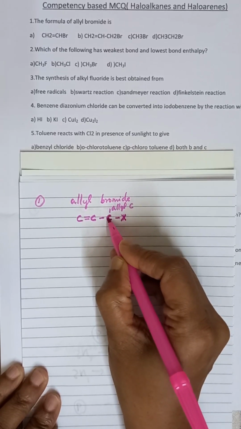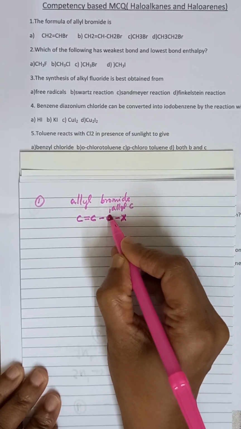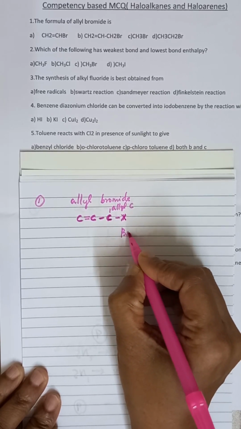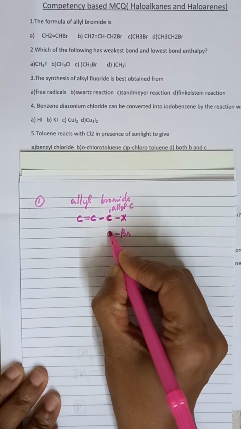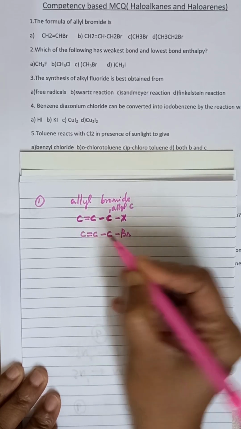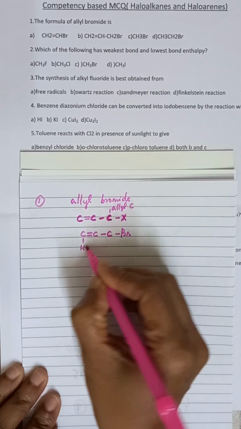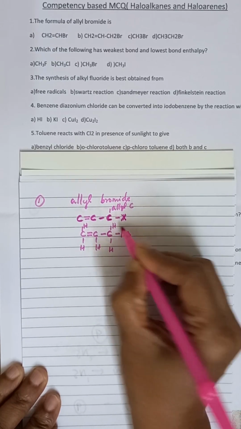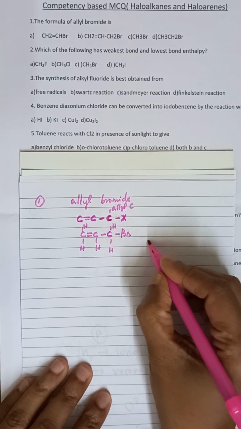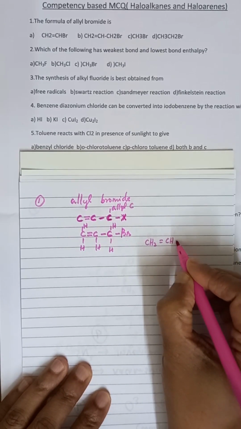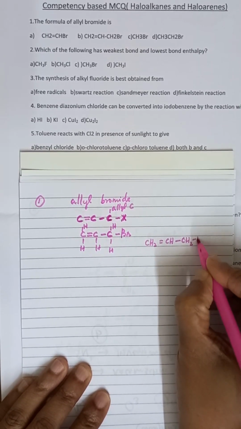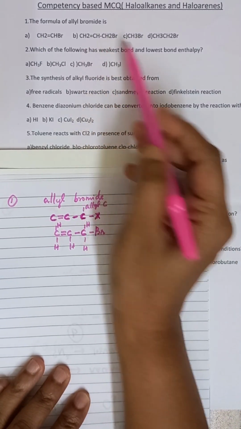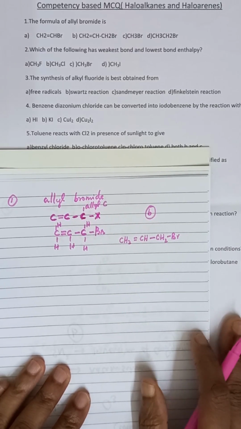So the halogen atom is connected to a carbon, that is an allyl carbon, that means which is again connected to a double bonded carbon. So instead of X we can write Br, then Br is connected to a carbon which is connected to a double bonded carbon. Now we can fill the valencies of each carbon atom. Now the formula of the compound is CH2=CH-CH2Br. So this is the formula. Now option B is the answer.